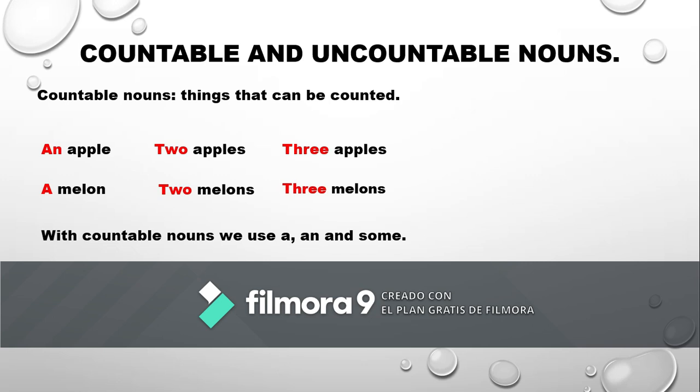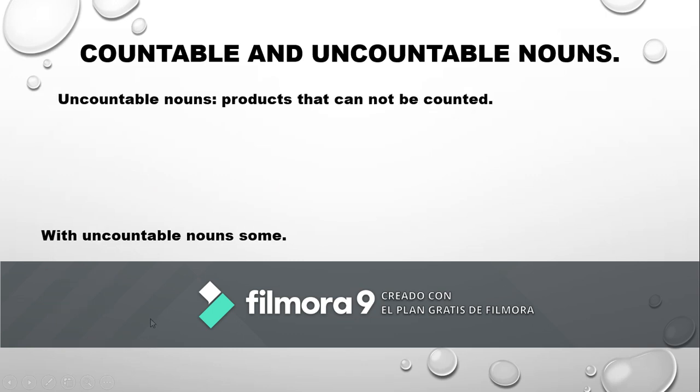With countable nouns, we use the words a and an, for example, a mango and an apple, and when we have plurals, we use some. For example, some bananas. We use a when you have a consonant sound. For example, a mango, a melon, a banana. We use an when we have a vowel sound. For example, an apple, an orange. We use some when we have plurals. For example, some bananas.